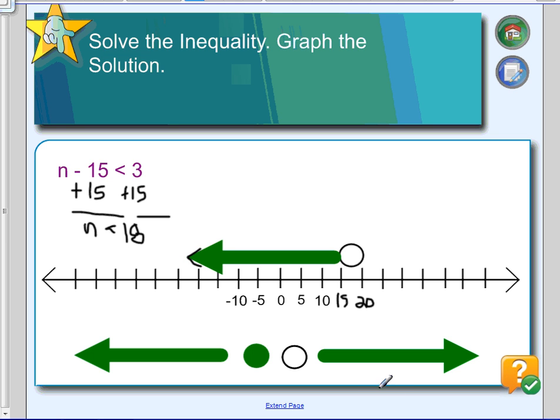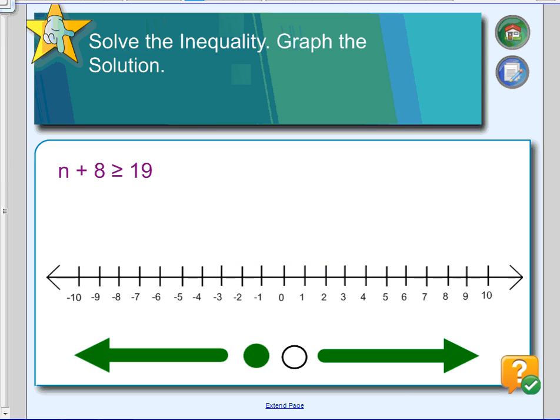Now we have n plus 8 is greater than or equal to 19. Just like you would solve equations, we're going to subtract 8 first. Subtract 8, and n is greater than or equal to 19 minus 8, which is 11.